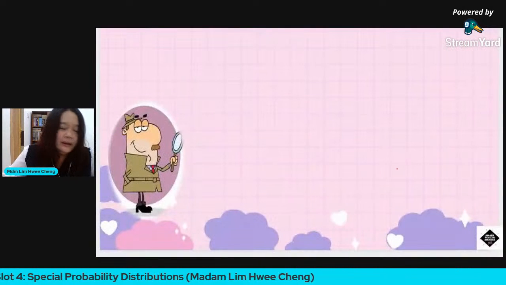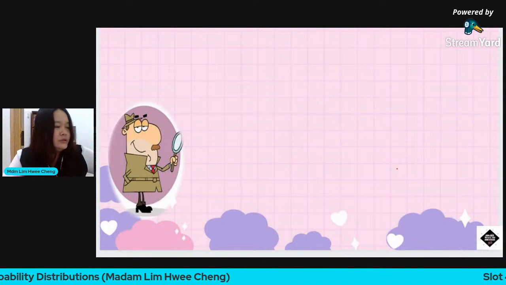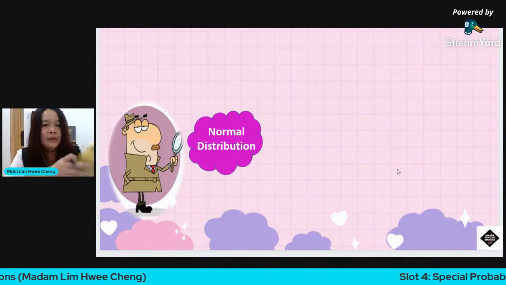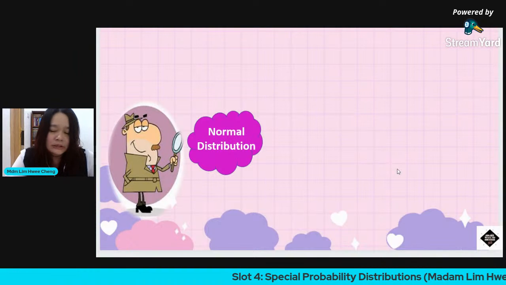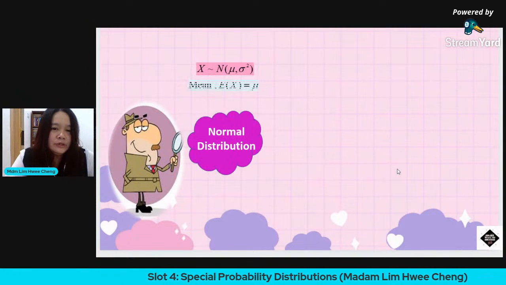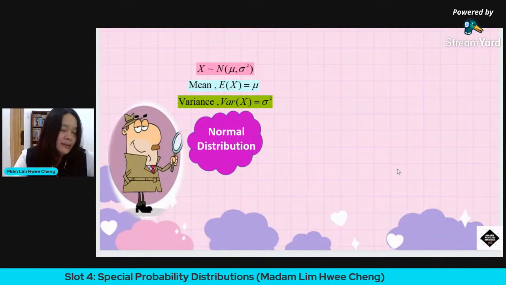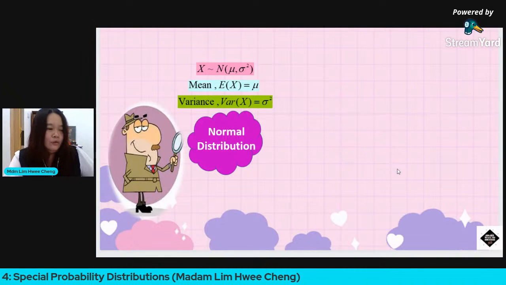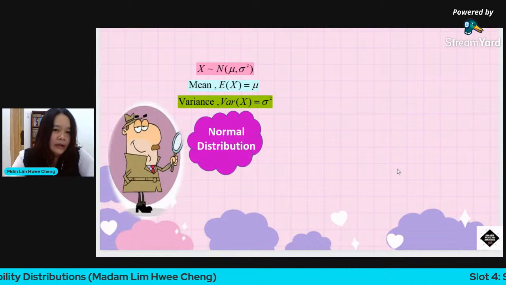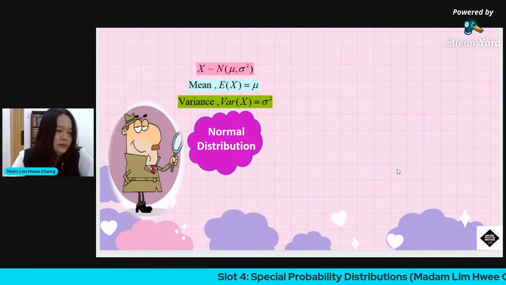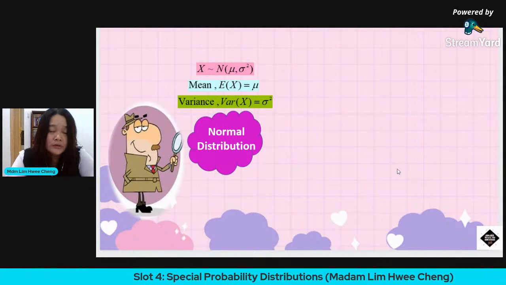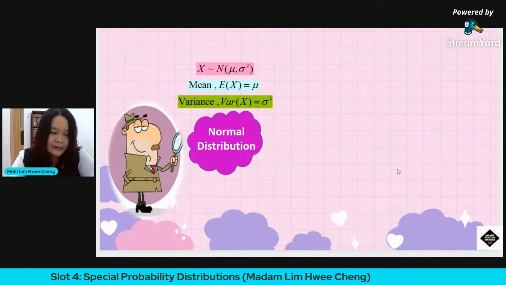The next distribution, the final one, is the continuous distribution, which is the normal distribution. For the normal distribution, we have two main parameters: the mean, which we denote as mu, and the variance, sigma squared. The formula for the probability is very tough, so normally we won't do the calculations, but we will read from the table.